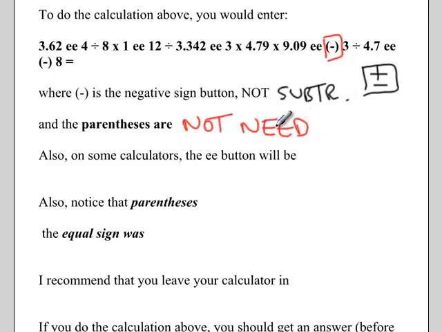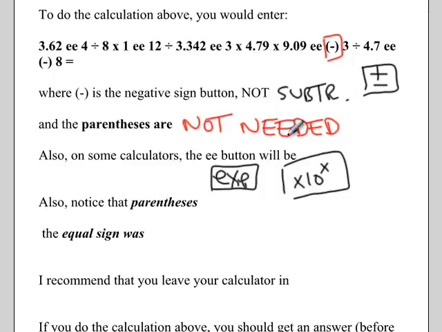You may have learned to use the parentheses on your calculator, but that is, again, time consuming and it can often give you the wrong answer. Some calculators, remember this EE button, will look like EXP, or it might be something similar to this. But it's taking the place of the times sign and the 10 in the scientific notation.